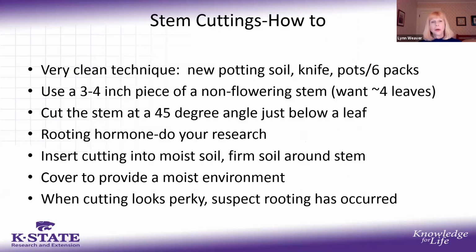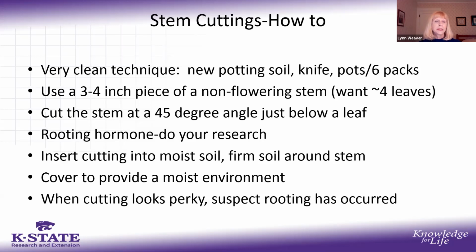Again, you're going to use a very clean technique. New potting soil, clean knife, clean pots, 6-packs. Cut off a 3 to 4 inch piece of a non-flowering stem. You want about 4 leaves or so. You want a non-flowering stem because you want all the energy of that plant to go into rooting, not into going ahead and making the flower and the subsequent seeds.